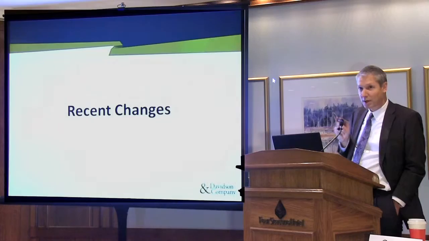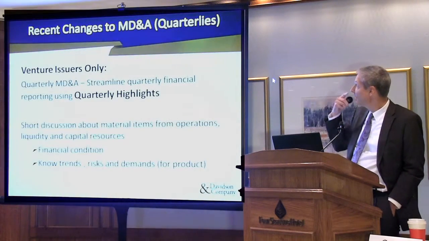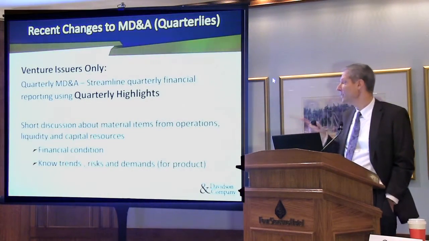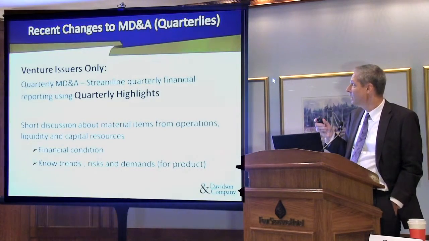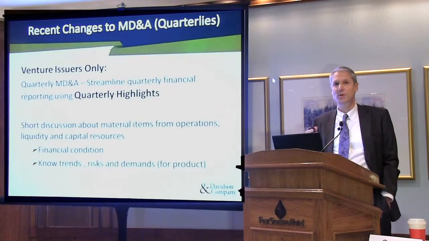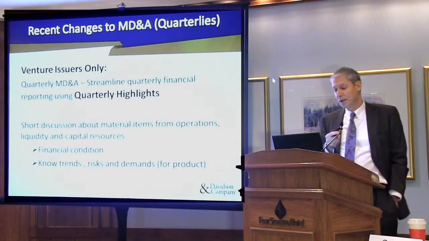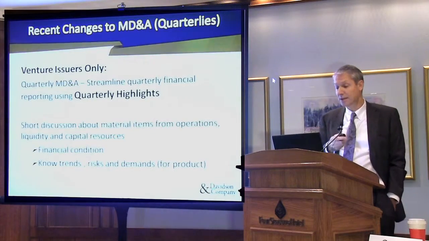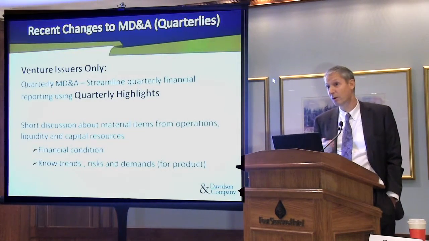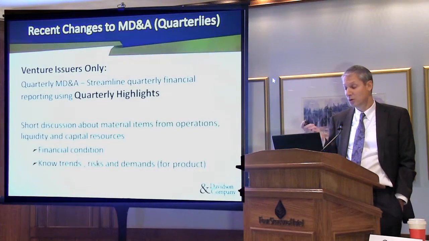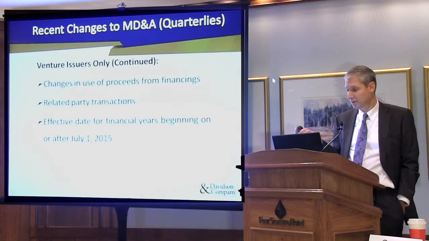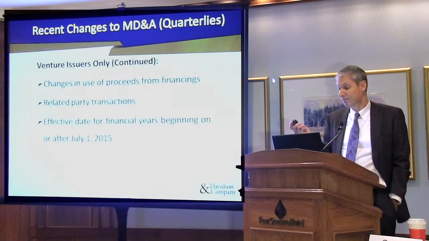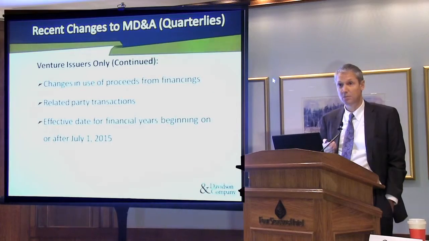So, recent changes: walking away from the MD&A, not walking away from the MD&A, I'm going to stay on that, but it's going to be a different discussion. Venture issuers only. This is not about non-venture filers, TSX level. This is TSXV. You can do your streamlined MD&A now using what is called a quarterly highlights version. It's supposed to be a short discussion about the material operations from your liquidity, operations, and capital resources, and specifically has to include 4 items: financial condition, known trends, risks, and demands for such things as a product, changes in the use of proceeds from financings, and related party transactions. And it's already in effect, so you could be using this.